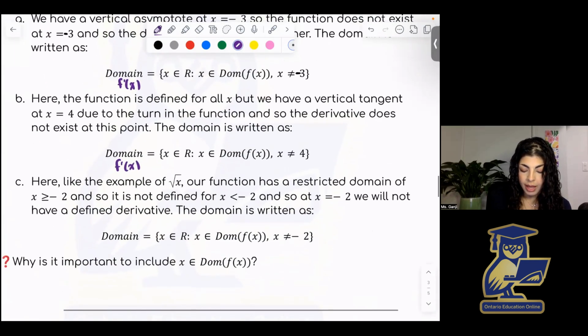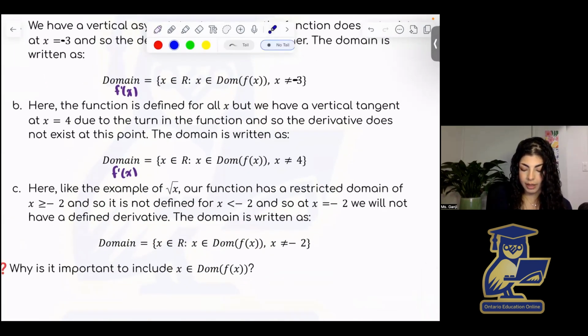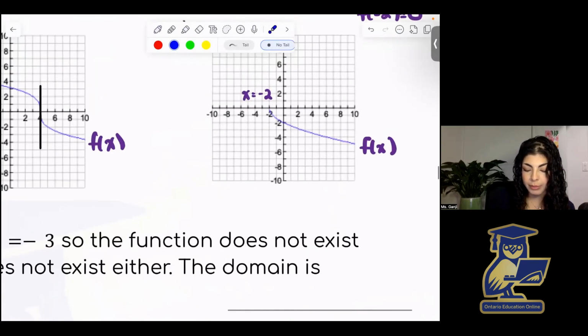And yeah, exactly like I said there. So here we have a restricted domain that x has to be greater than or equal to -2. And so we don't actually consider any of the other values that are not in the domain. So we only consider the values in the domain, but within those values, we have to have that x is not equal to -2 because we just saw that the limit would not exist there. So we don't have a tangent because I wouldn't be able to draw a tangent here.